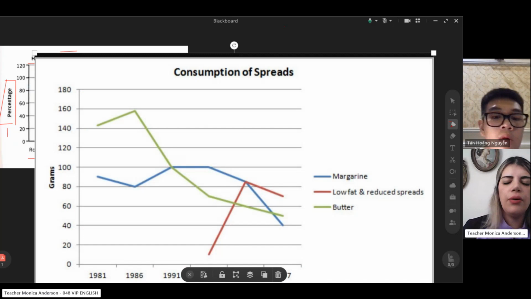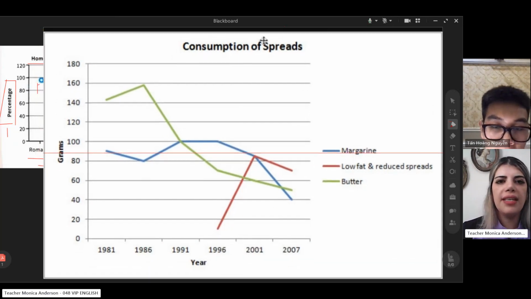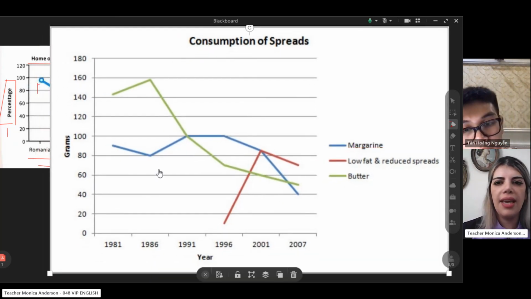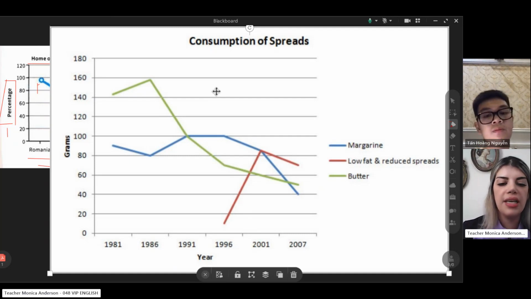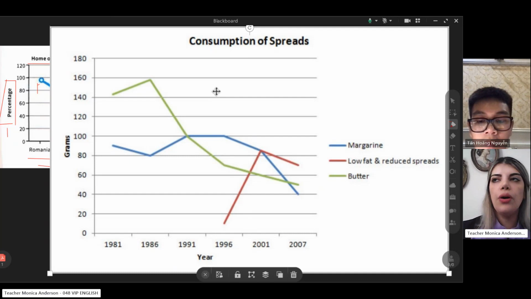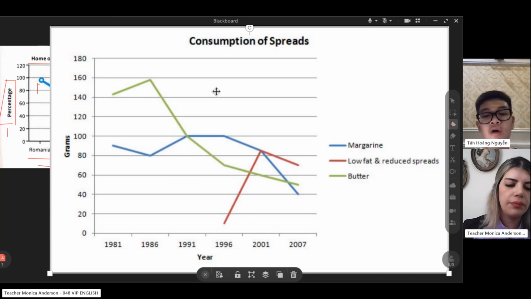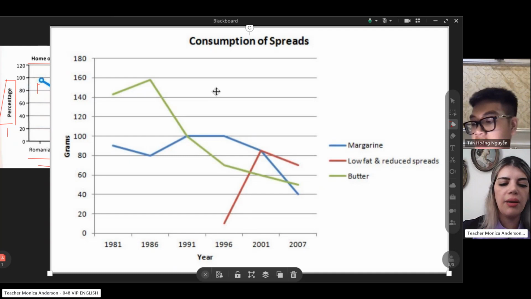This one, okay, so we have this line graph, and we have consumption of spread. So we're gonna write about this. Now, do you want to start with the introduction or just the overview? Just I think overview, and maybe our body. Very, very good. So let's talk about this.